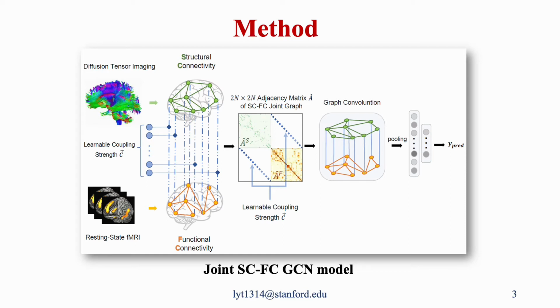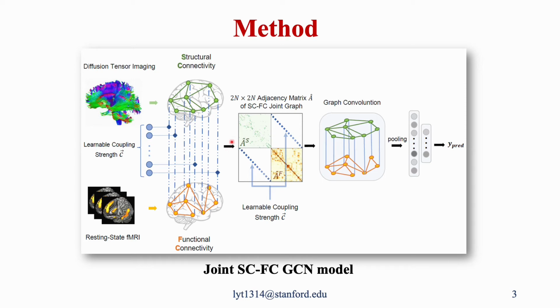Now, let me briefly introduce the method we are using. From the dataset, we get diffusion tensor imaging data as well as resting state fMRI data. The DTI represents structural connectivity of the brain, and the RS fMRI represents the functional connectivity of the brain. Then, we join the two networks together using neural coupling strength vector C. The inter-network edges vector C represents the coupling strength between the SC and FC for each brain region.